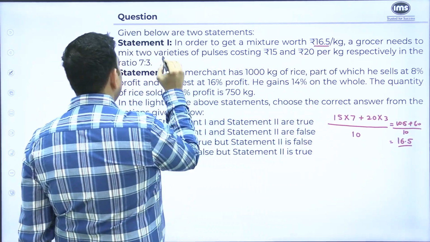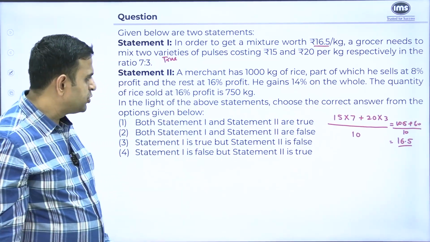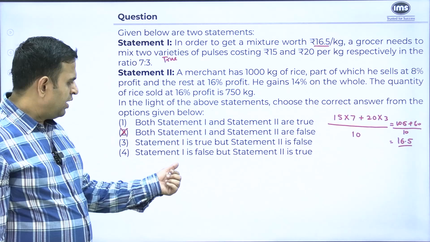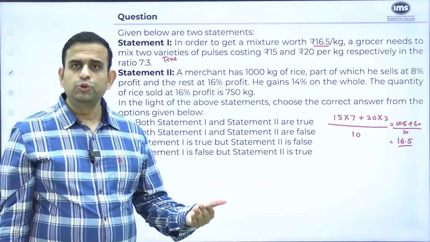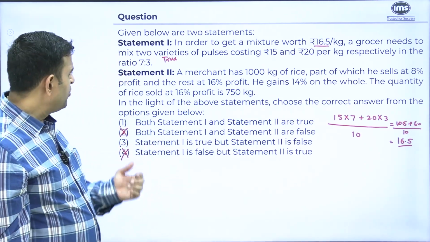So number 1 is true, and if number 1 is true, which means option number 2 is going to be out and option number 4 is also going to be out. So one will choose between 1 and 3 in this particular problem. Now what about the second one?